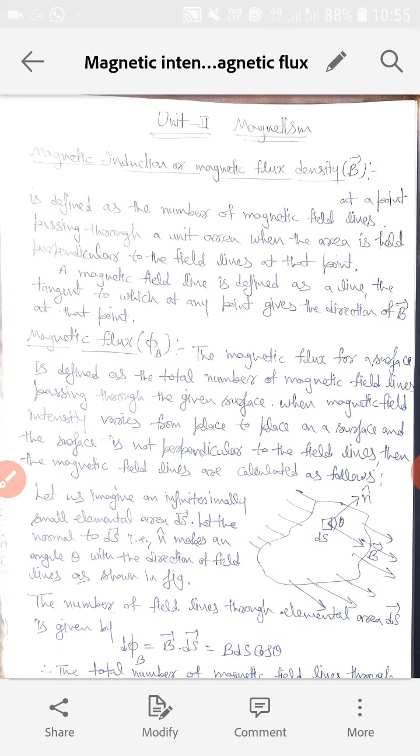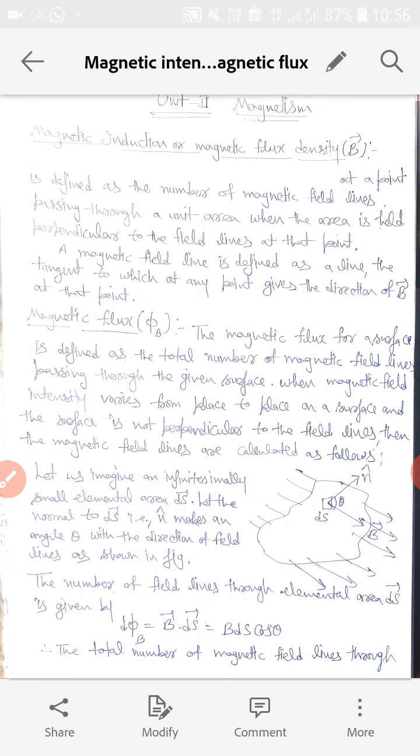or magnetic flux density, which is also known as magnetic field intensity. Okay, and it is represented by capital B with an arrow over it. So it is similar to electric field intensity, which is given by the electric field vector E. So the magnetic field intensity or the magnetic induction is represented by the letter capital B with an arrow over it, because it is a vector quantity.